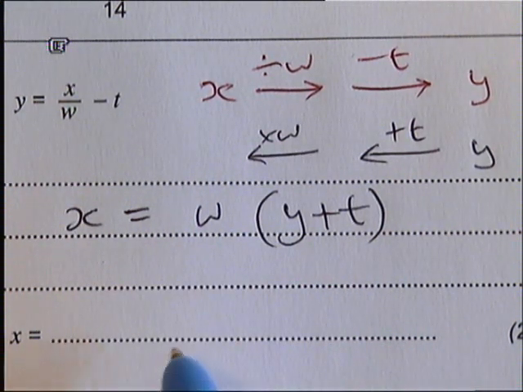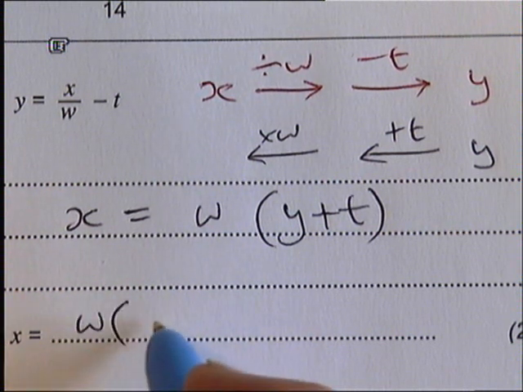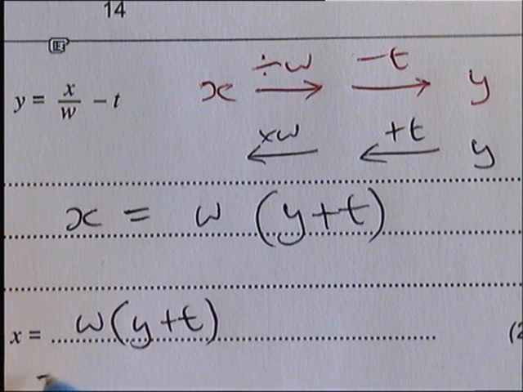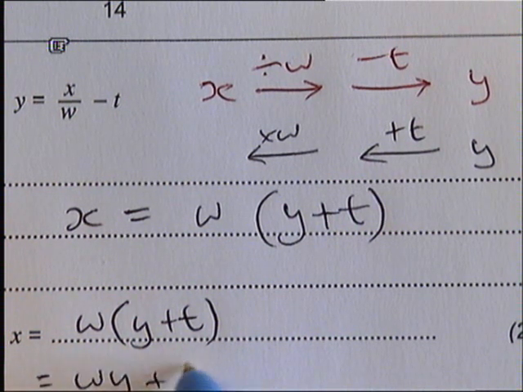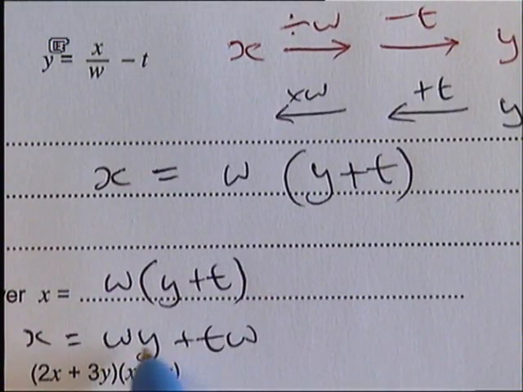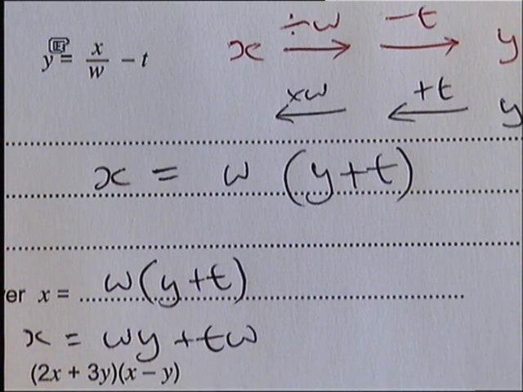So that's the answer to that question. x is equal to w times by y plus t. If you multiply that out to get wy plus tw, that would also be correct, and it doesn't matter which order these are in. wy and yw are the same, tw and wt are the same.